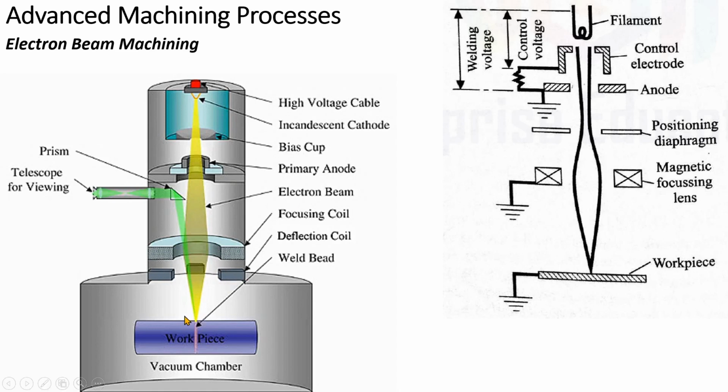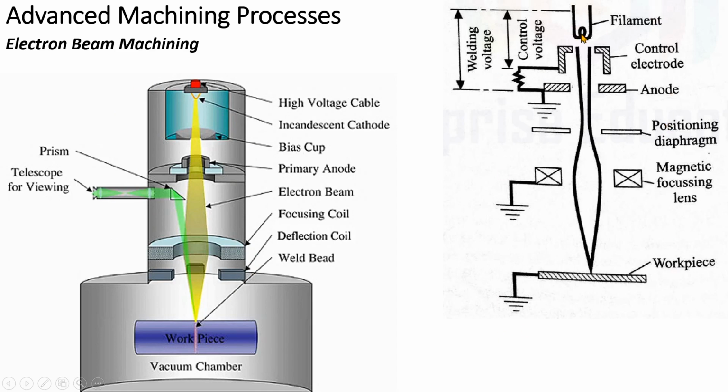So this is used to deflect the beam, that is the electron beam, onto the workpiece surface. We can alter the position of this electron beam by using this deflection coil. These are some of the major components used in an EBM gun. Here you can see clearly the components used in the EBM gun.